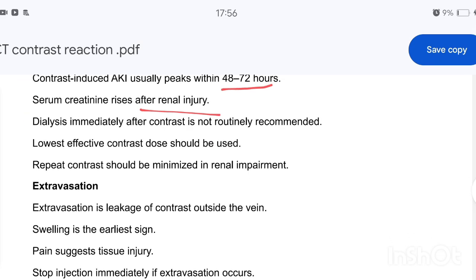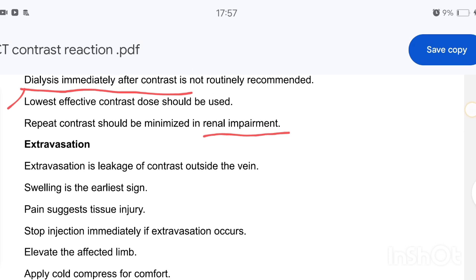Dialysis immediately after contrast is not routinely recommended. Lowest effective contrast dose should be used. Repeat contrast should be minimized in renal impairment.